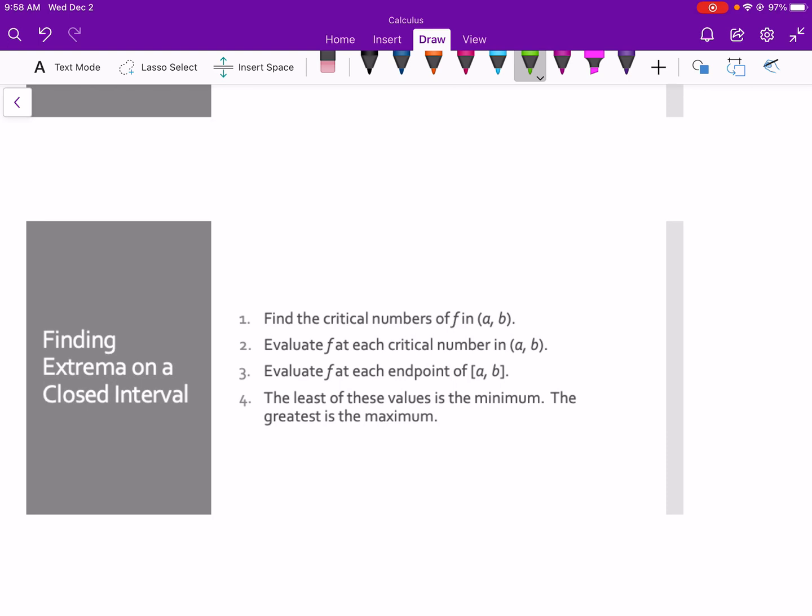So finding extrema on a closed interval. When we did it earlier, we did it with a graph. Now if we don't have a graph, we can do it algebraically. So find the critical numbers of f between a and b. So find the derivative, set it equal to 0, and find the values that are in between a and b. Evaluate f at the critical point. So that's saying what is the y value at that critical point. Then we're going to evaluate f at each endpoint. So what's the y value of each endpoint? And then we're going to pick which one's maximum, which one's minimum.